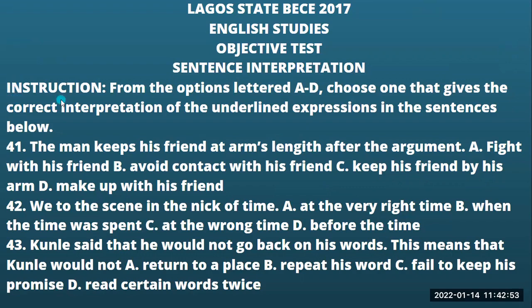Okay, so the instruction is as follows. From the options lettered A to D, choose the one that gives the correct interpretation of the underlined expressions in the sentences below. Question number 41. The man keeps his friend at arm's length after the argument. At arm's length is basically what this idiom is about. The expression underlined here is at arm's length.